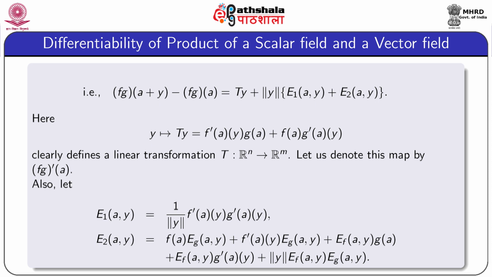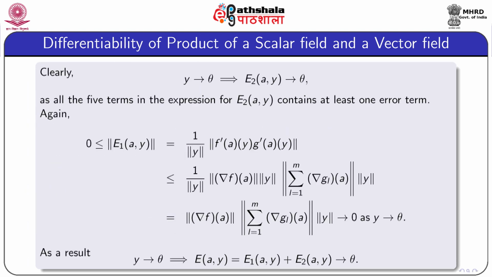Clearly, T is a linear transformation from Rn to Rm. Let us denote this map by (fg)'(a). Now, E1(a,y) equals 1 by norm y times f'(a)(y) g'(a)(y), and E2(a,y) we define by f(a) e_g(a,y) plus f'(a)(y) e_g(a,y) plus e_f(a,y) g(a) plus e_f(a,y) g'(a)(y) plus norm y e_f(a,y) e_g(a,y). Clearly, as y tends to the 0 vector, E2(a,y) also tends to 0 vector, as all the 5 terms in the expression for E2(a,y) contain at least one error term.